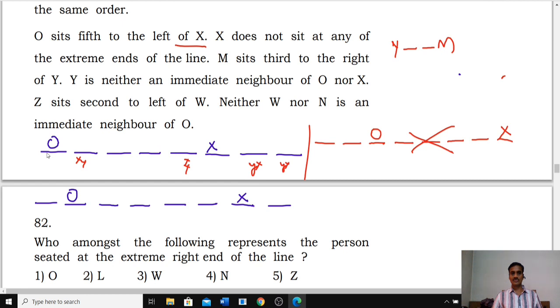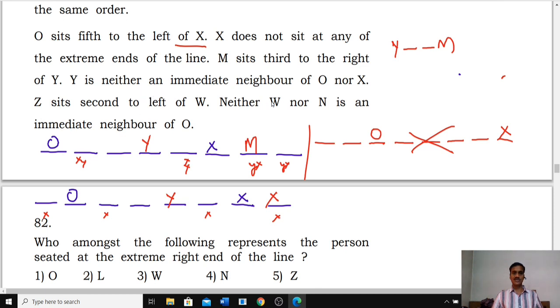1, 2, 3, 4, 5, 6. Y can be in these two places. If Y is here, then M, O, X would be together, which is not possible. Hence, Y is here, M is here. Y is neither an immediate neighbor of O nor X, but Y cannot be in these two places. If Y is here, M and X would be near, which is not allowed. Hence Y is here, X will be here.